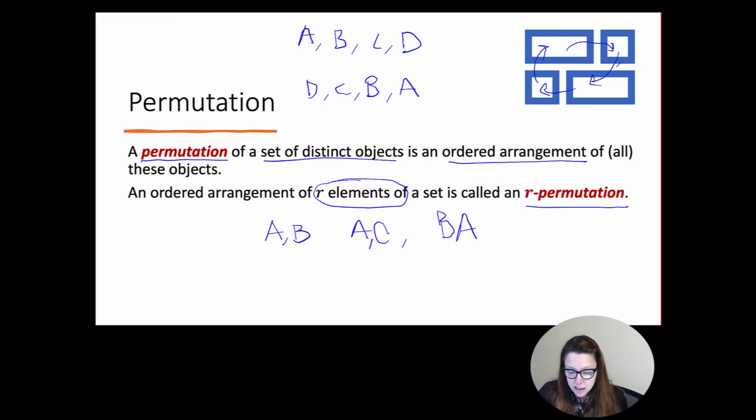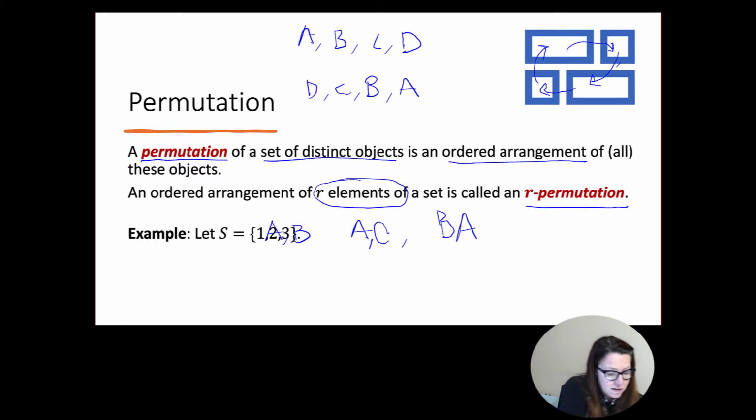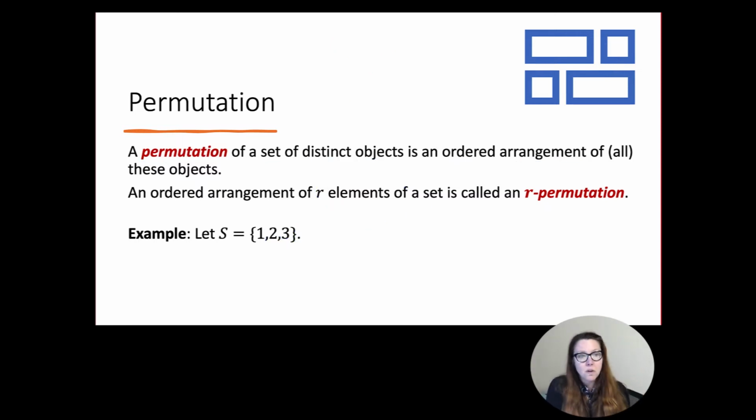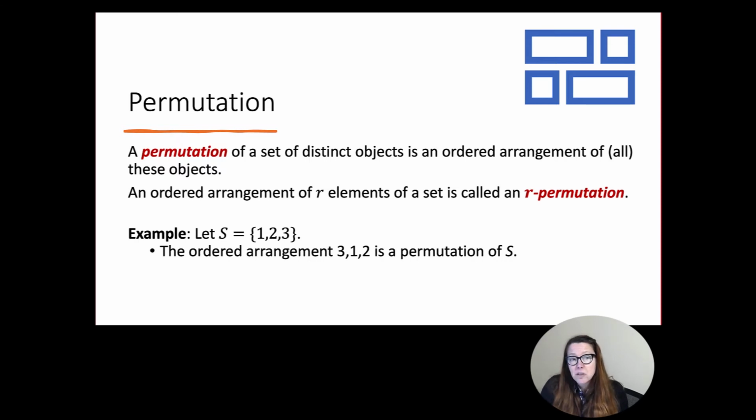Okay, so let's take a look at some examples there. One example is if we look at the set 1, 2, 3. An ordered arrangement of that is 3, 1, 2, right? I can rearrange those, and in the set, order doesn't matter. So these are acting like sequences, 3, 1, 2, but oftentimes we just write it down as 3, 1, 2. And so the ordered arrangement 3, 1, 2 is a permutation of S.